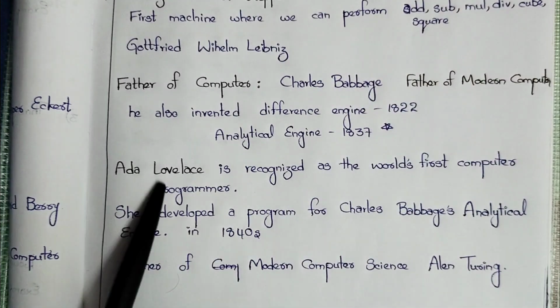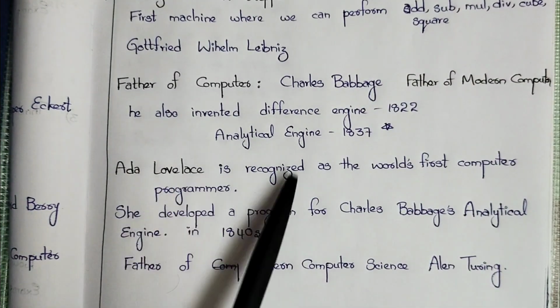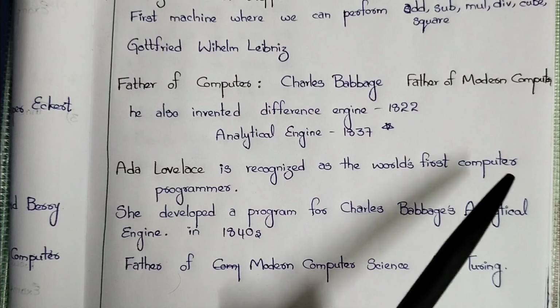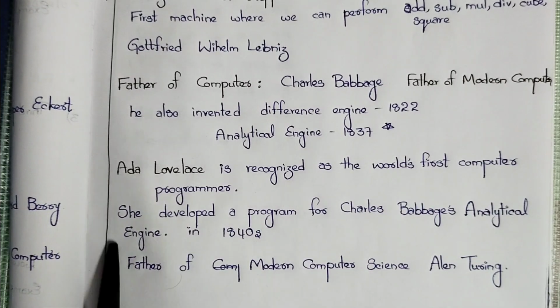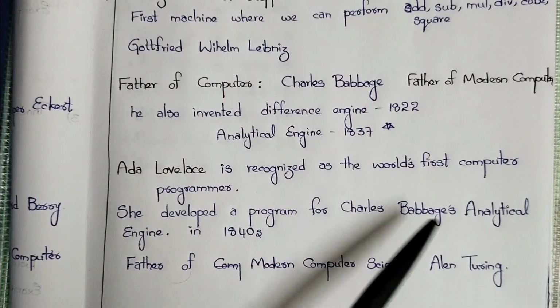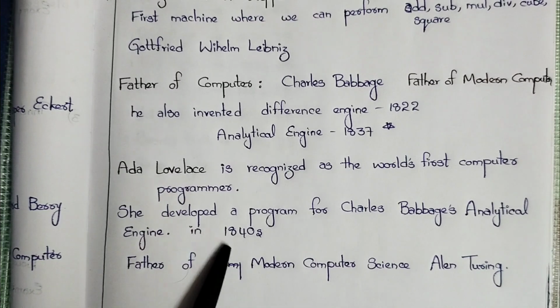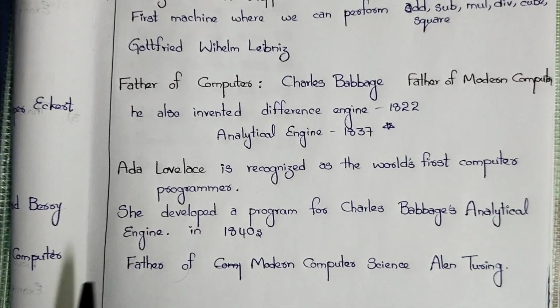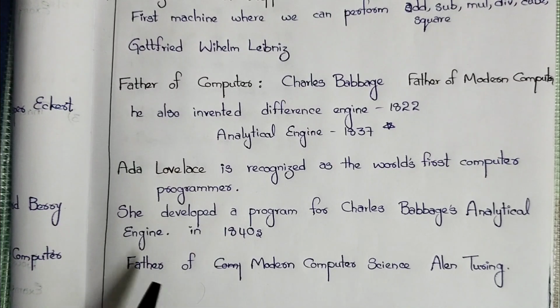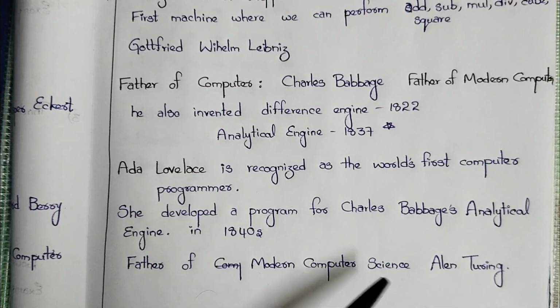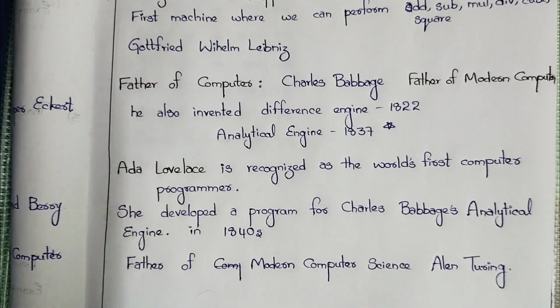And then there is this lady Ada Lovelace. She is recognized as the world's first computer programmer. She developed a program for Charles Babbage's analytical engine in the 1840s. And this is what we discussed. Father of modern computer science is Alan Turing.